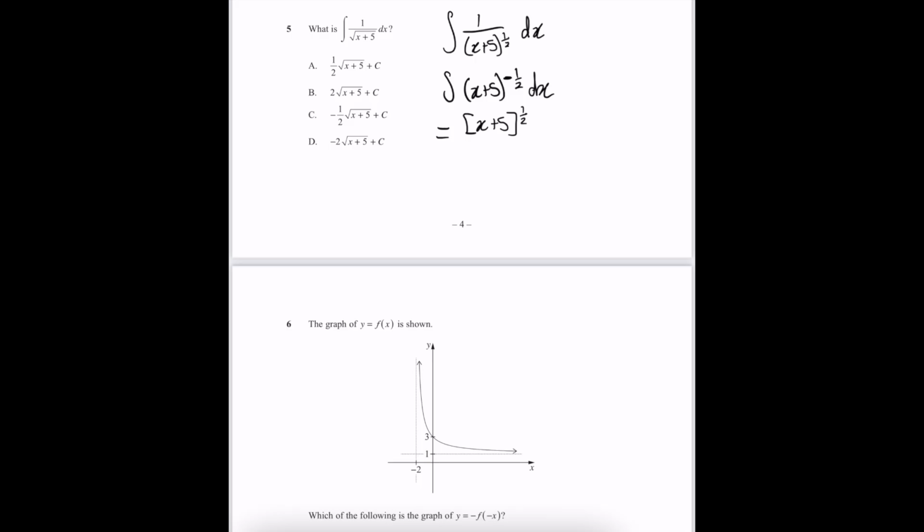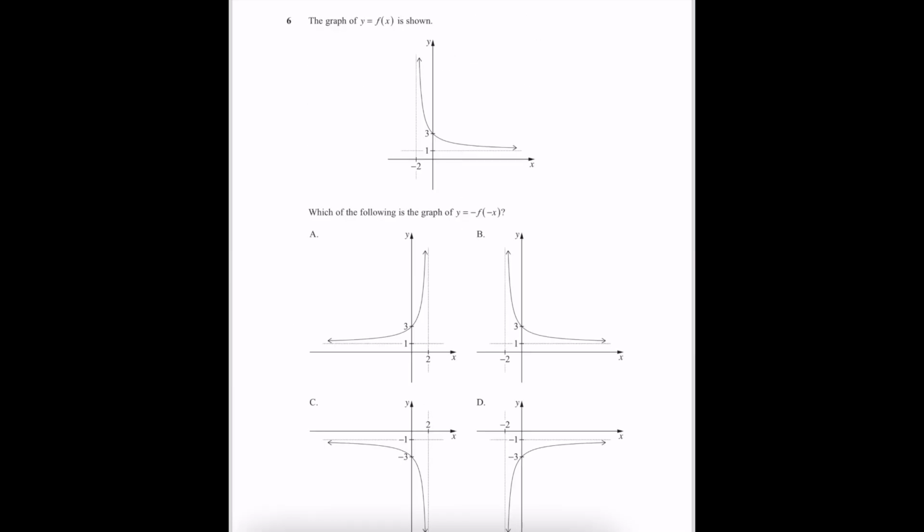because -1/2 plus 1 is a half, over a half, and it's an indefinite integral, so we plus c, and this just simplifies to 2 outside of x plus 5 to the power of a half plus c. We should know now that x plus 5 raised to the power of a half is the same as the square root of x plus 5, so we have 2 square root x plus 5 plus c, and that's very clearly B.